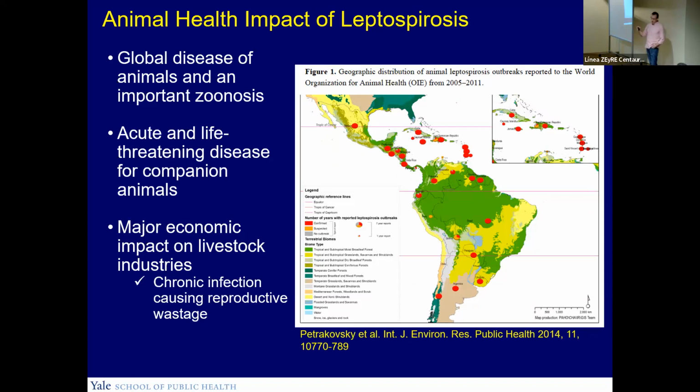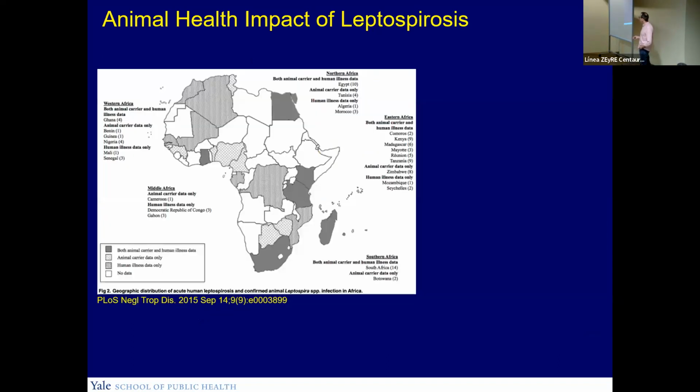And loss, drop of production of milk, and that involves loss of money for the farmers. Even in a continent like Africa, you can see all this white part, there are no studies about leptospirosis. This map is from 2015, but the situation didn't change much. But you can see the interesting point that there are those dark countries: Egypt, Kenya, Uganda, Tanzania, Madagascar, South Africa.